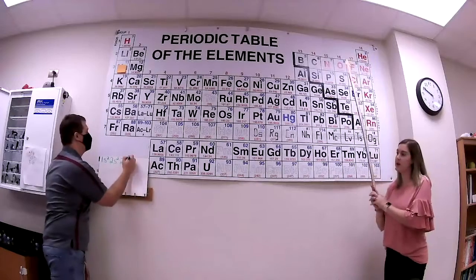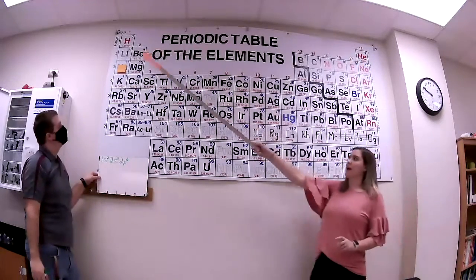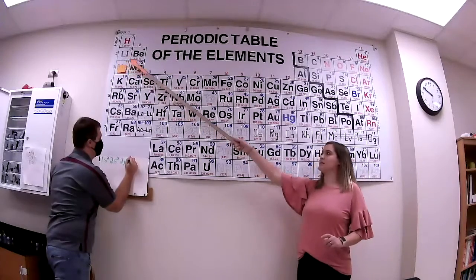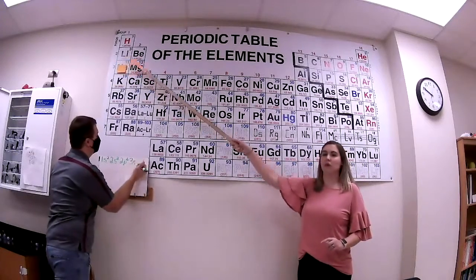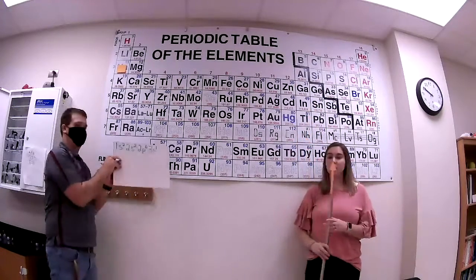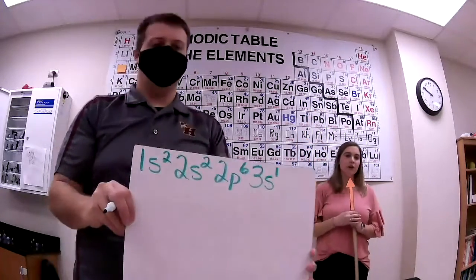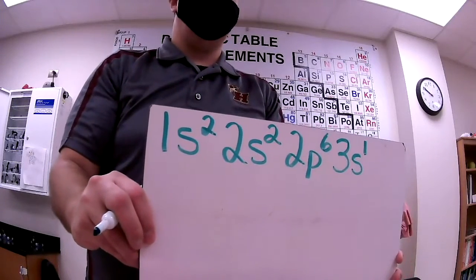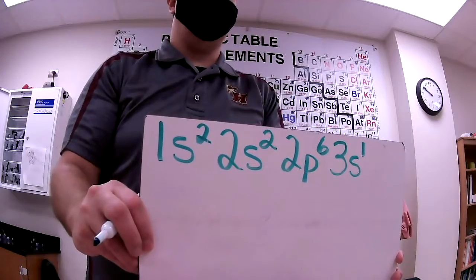So 2p6. And then right here, third energy level, S sublevel, cross one box. So 3s1. And that's it. That's our configuration. So final configuration is 1s2, 2s2, 2p6, 3s1.